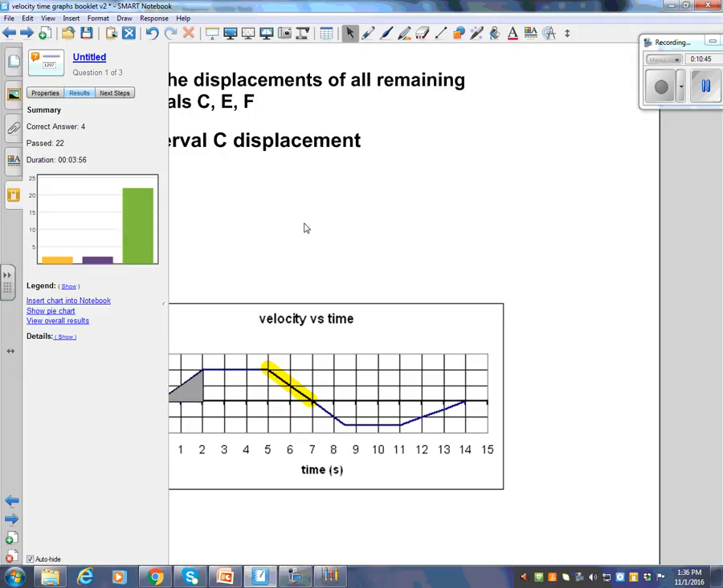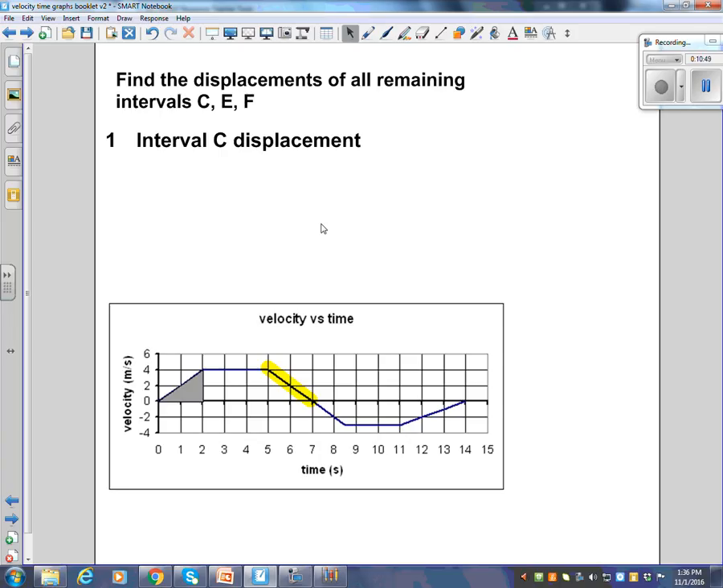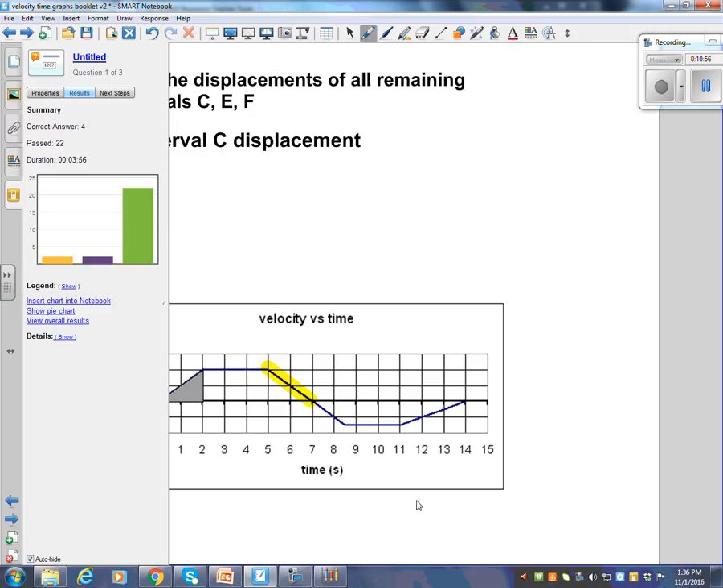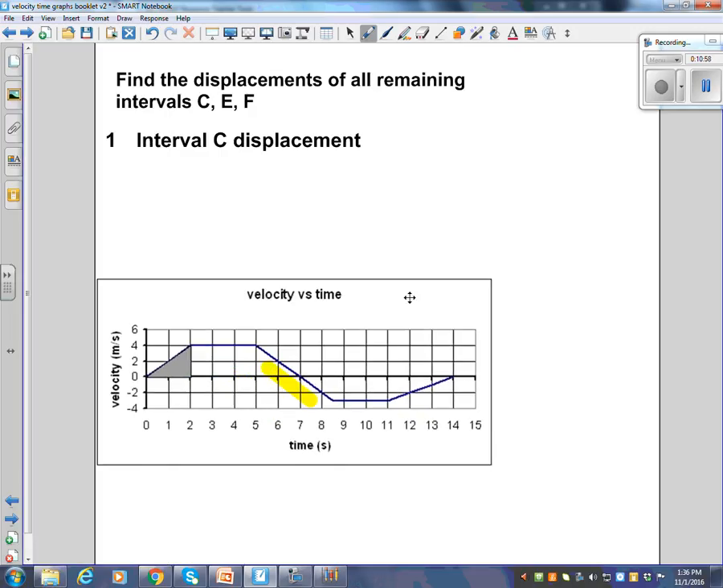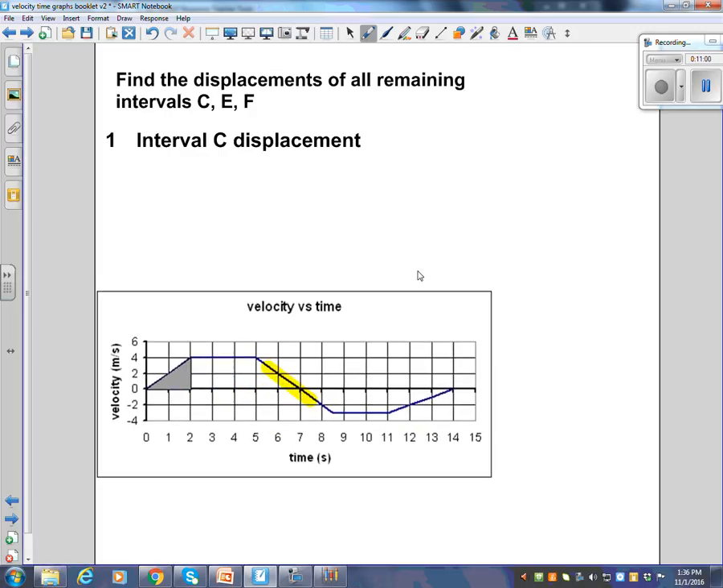Correct answer for number 1 is 4. Look at that. Yeah? All right. Let's see here. If you didn't get it, here's how to do it.